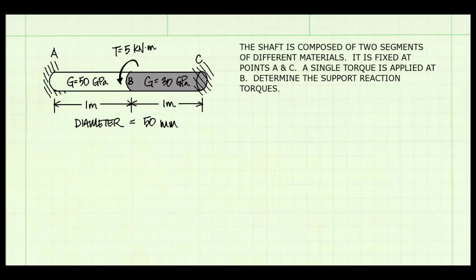The example problem states, the shaft is composed of two segments of different materials. It is fixed at points A and C. A single torque is applied at B. Determine the support reaction torques. The torque is applied right in the center and has a magnitude of 5 kilonewton meters. We are given the shear modulus values G for the two segments. The shaft has a constant diameter of 50 millimeters. This problem can be solved with either the force method or the alternative method for determining a compatibility equation. I will use the force method.